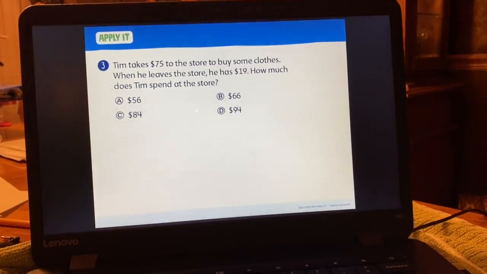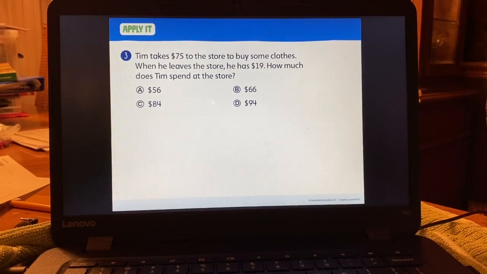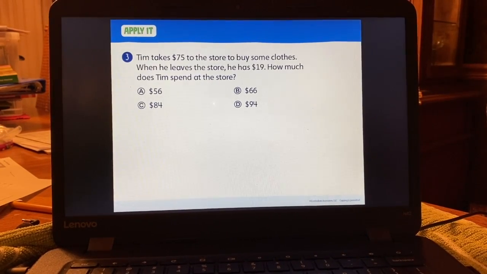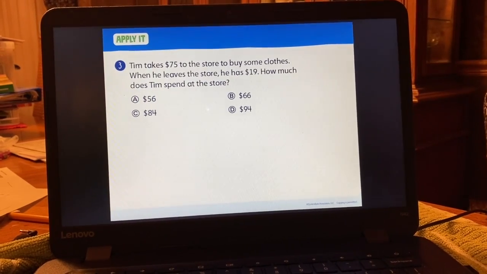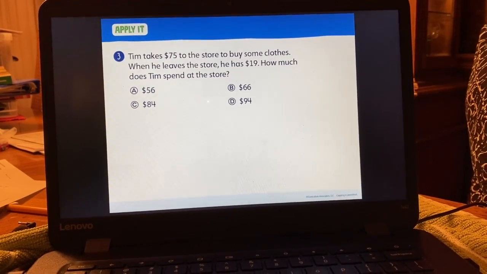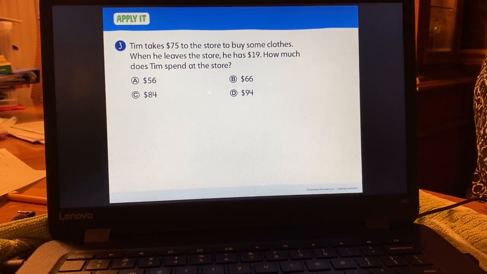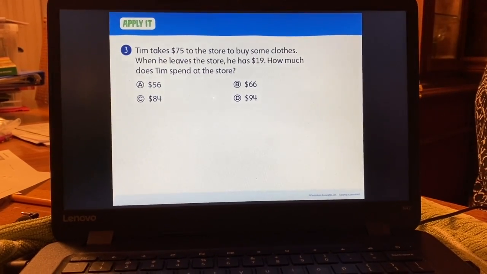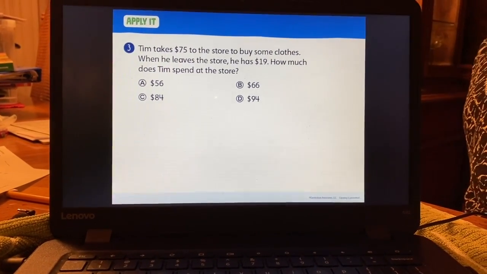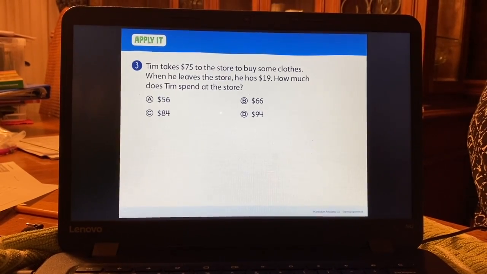Okay, so we're going to do problem 3. It says, Tim takes $75 to the store to buy some clothes. When he leaves the store, he has $19. How much does Tim spend at the store? So I know when he leaves the store and he's buying clothes, to me this is a subtraction problem because he's losing money. He's buying something, so he's not going to come out with the same amount of money. So I know I'm going to subtract.